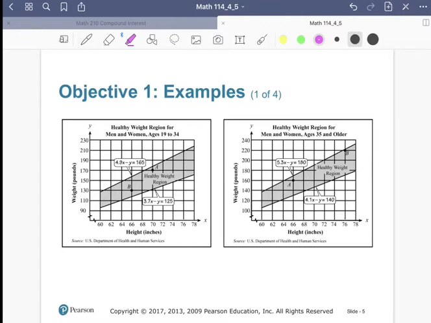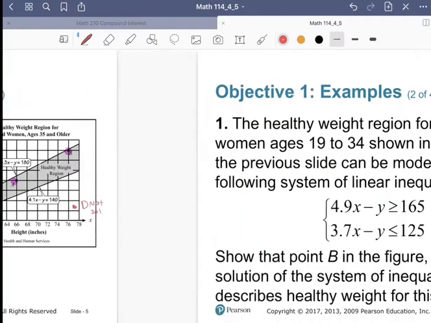For instance, A and B: B is right there, A is right there. These are solutions because they are within the shades, same as here. If we had a point over here, let's name that C, this would not be a solution. Same if we had one here, let's say D, that is not a solution.